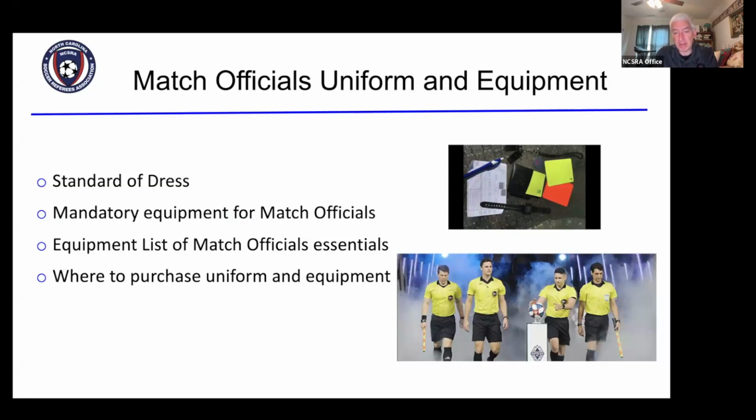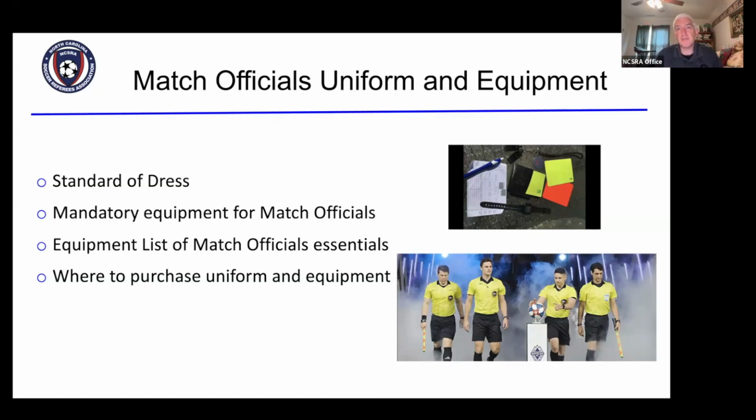This picture in the bottom right, notice that the socks are pulled up all the way, the shirts are tucked in. Let's say you are a brand new referee. Maybe you're 15, I'm not picking on you, but let's say you're 15 and you're coming out to the field and you run into me as the coach. And I've been coaching since 1990. I got the gray hair and everything else like that.